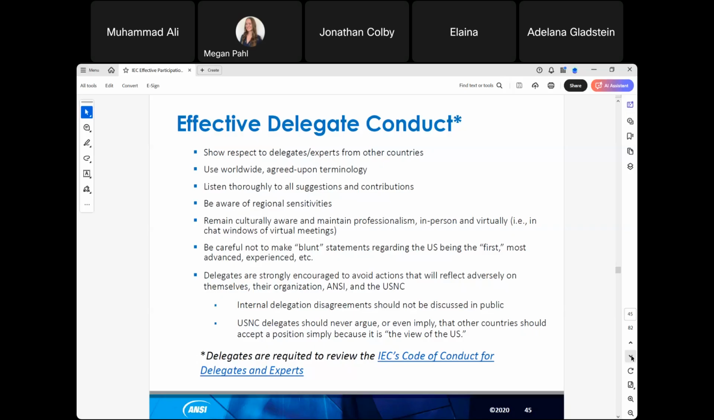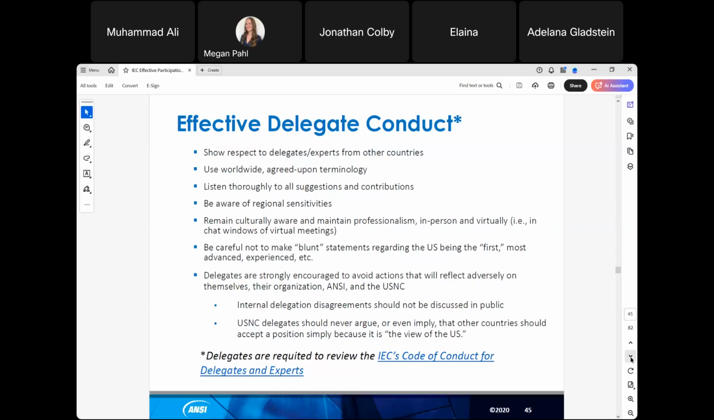Certainly don't want to make yourself, your organization, ANSI or the USNC have to make apologies for you. Don't discuss disagreements between the delegates in public, and don't argue or even imply that other countries should accept a position just because it's the US view.